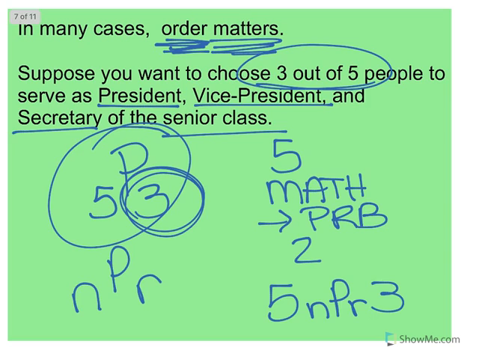Once you work it all out, your answer should be 60. So you've got 60 different ways you can choose a president, a vice president, and a secretary.